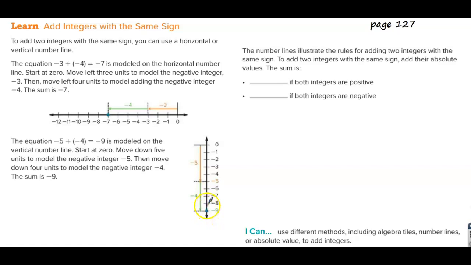Makes good sense, right? The number lines illustrate the rules for adding two integers with the same sign. If you add two integers with the same sign, you add their absolute values, and the sum has that sign. If both of them are positive, the answer is positive. If both numbers are negative, the answer is negative. Okay.